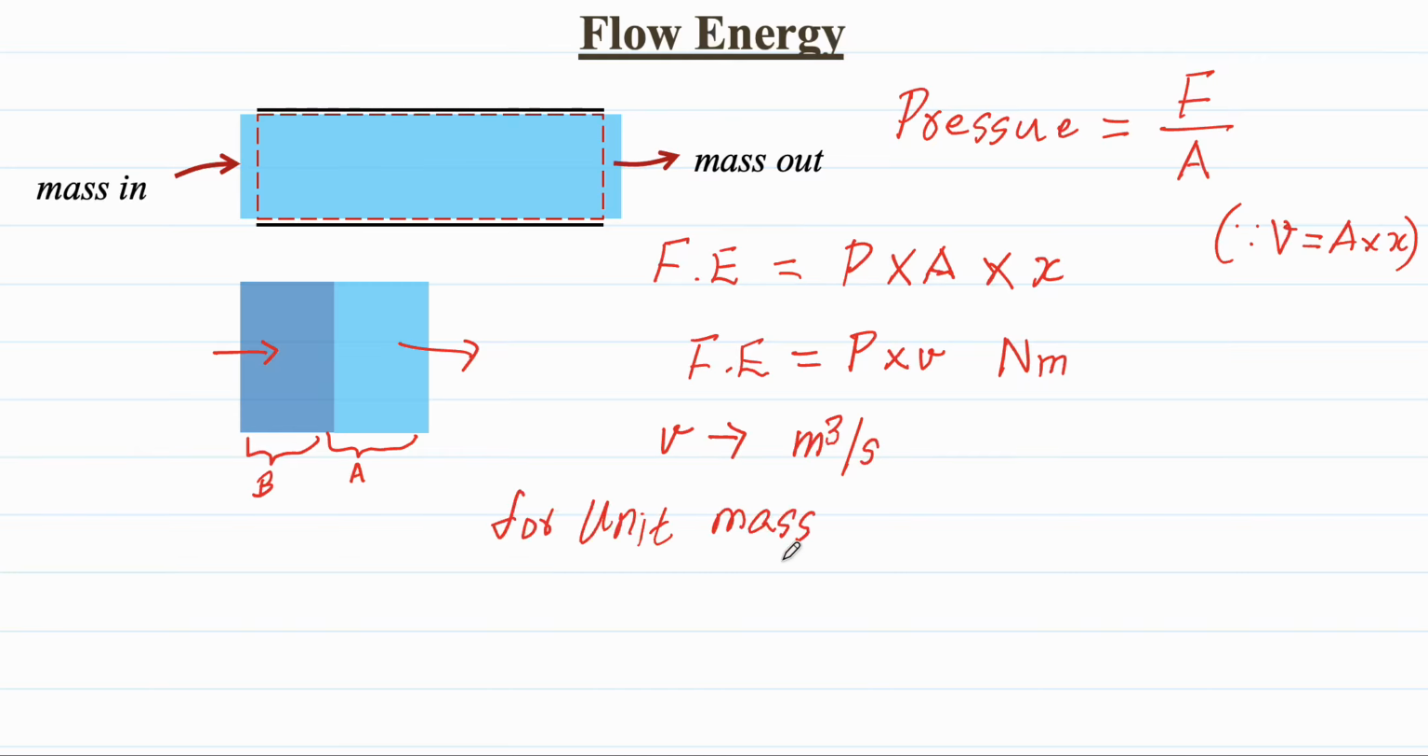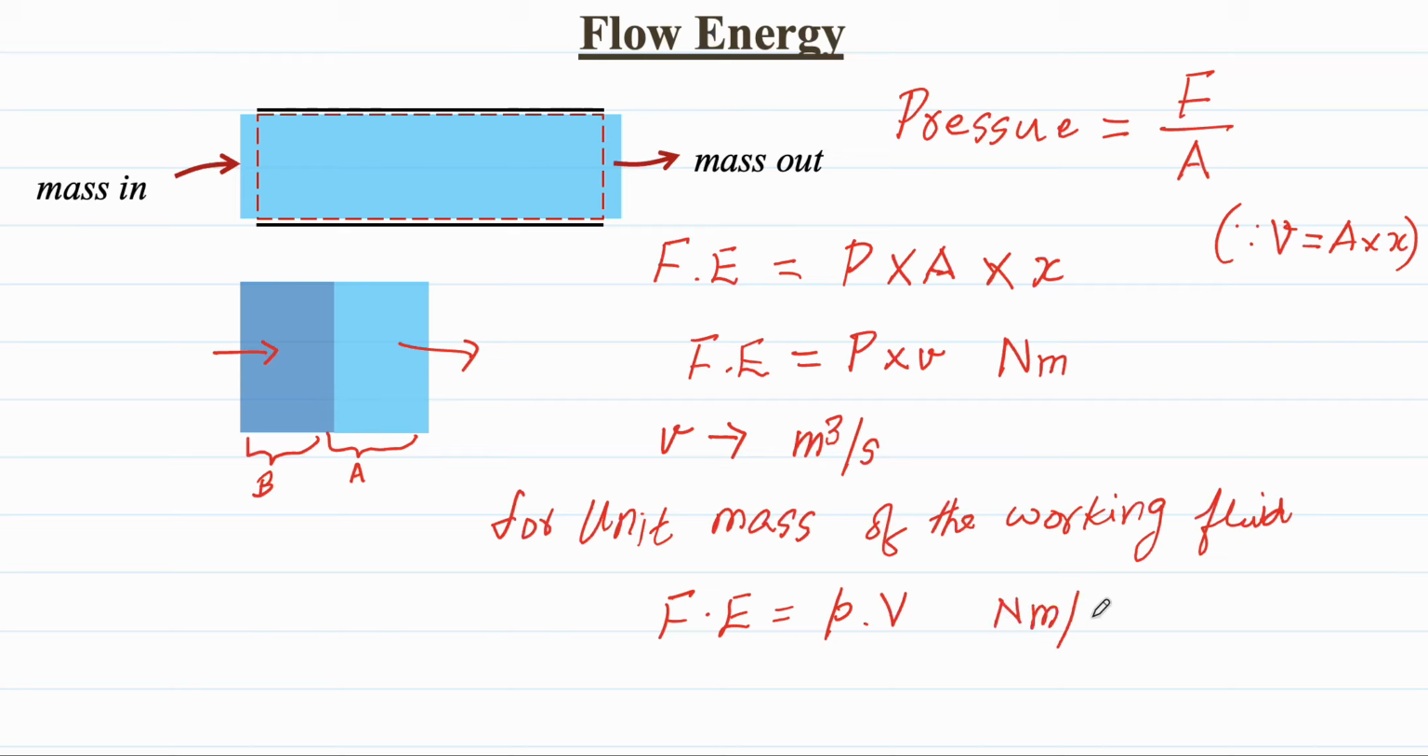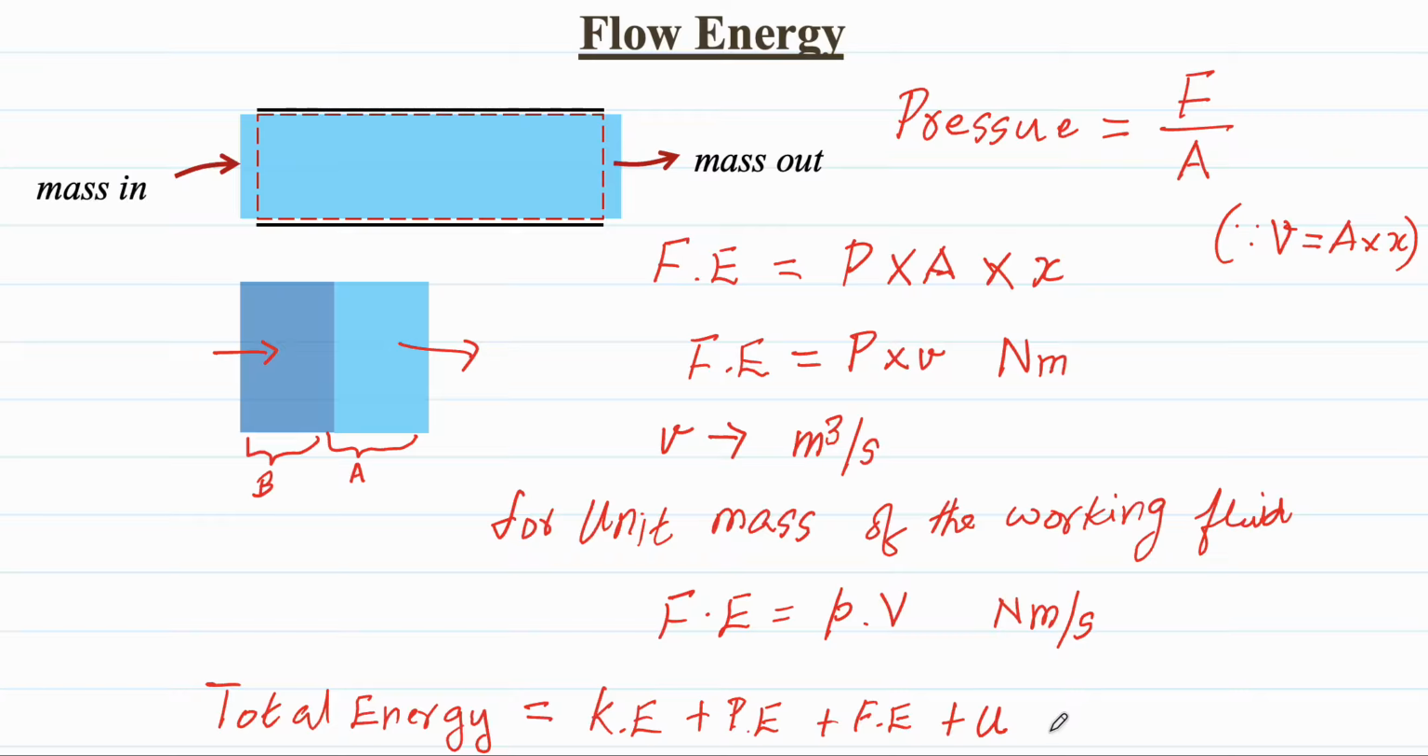For unit mass of the working fluid, we can write the flow energy is equal to pressure into volume, and we can write the unit as Newton meter per second. So the total energy of a steady flow system is the sum of all energies, which is equal to kinetic energy, potential energy, flow energy, internal energy, and any other energy that is added or that changes during the process. And we represent total energy with an abbreviation TE.